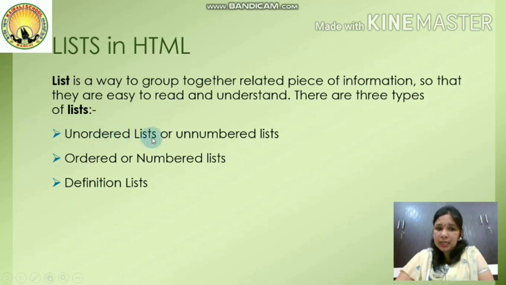One is unordered list or unnumbered list, where you can use some sign, a dot sign, a star sign for writing your list items. Then ordered or numbered list, where numbering can be used. A, B, C, D, small a, b, c, d, 1, 2, 3, Roman numerals for writing the list items. These numbers are used. Last one is definition list.